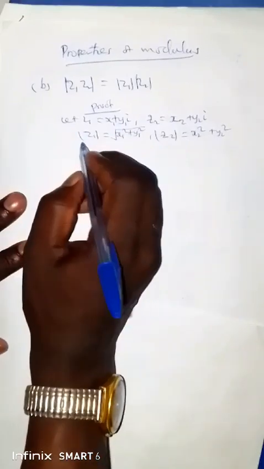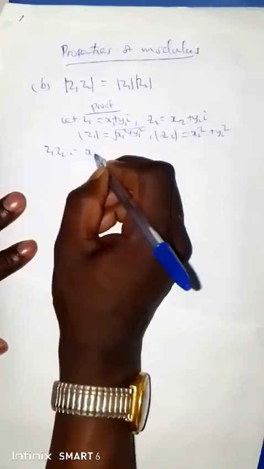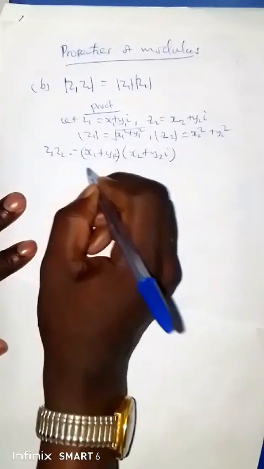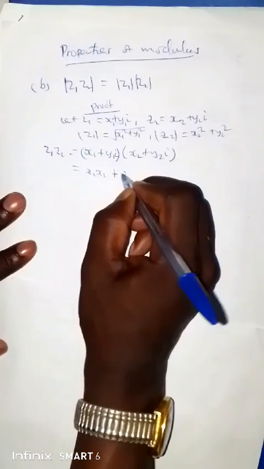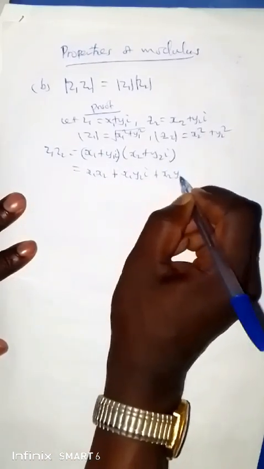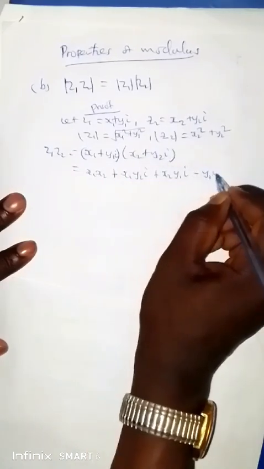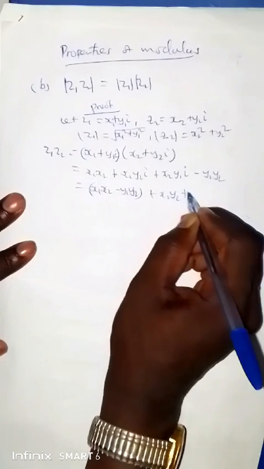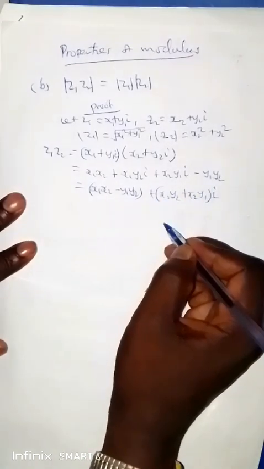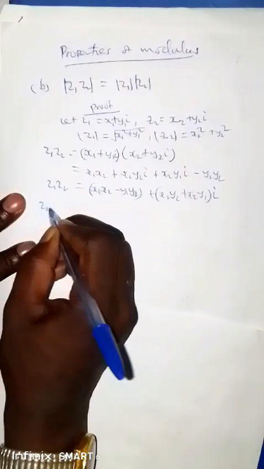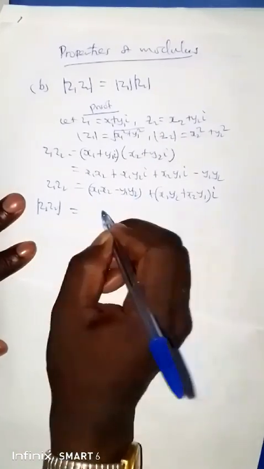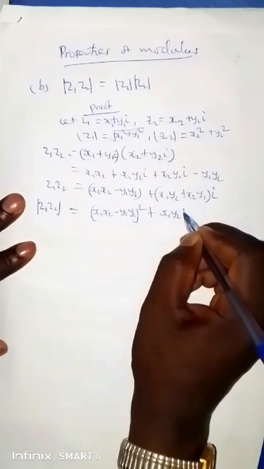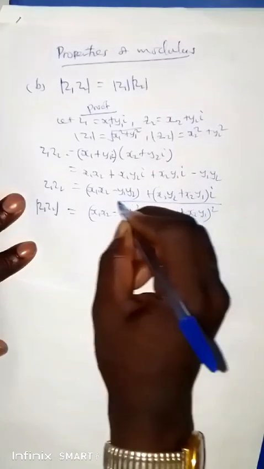Now, if you want Z1 Z2, it is equal to X1 plus Y1 i, times X2 plus Y2 i, which is X1 X2 plus X1 Y2 i, plus X2 Y1 i, then minus Y1 Y2. So it is X1 X2 minus Y1 Y2, plus X1 Y2 plus X2 Y1, then i. So when you reach there, you see that this is Z1 Z2. So the magnitude of Z1 Z2 will be the real part and the imaginary part, X1 X2 minus Y1 Y2, squared, plus X1 Y2 plus X2 Y1, squared, then you put a root there.